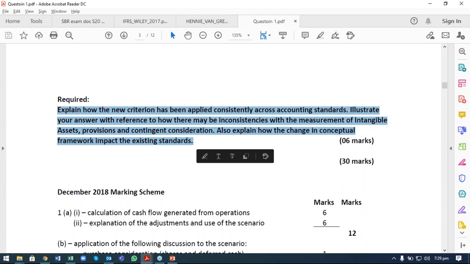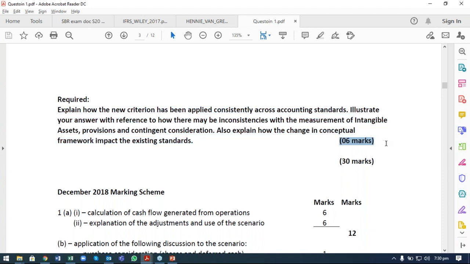You need to illustrate your answer with reference to how there are inconsistencies with the measurement of intangible assets, provisions and contingent consideration. You also need to explain how the change in the conceptual framework has impacted the existing accounting standards. And you can see here, it's a 6-mark question. So in total, you have 30 marks available.